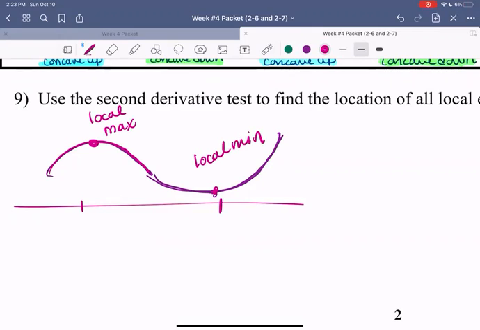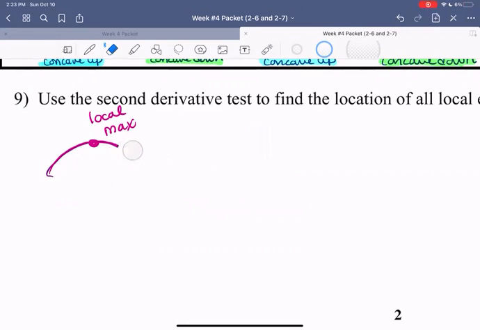So for this problem, we're first going to find those critical values using the first derivative. Then we're going to use the second derivative to tell us if those critical values are mins or maxes based on the concavity. All right, let's go ahead and get started. So the first step we need to do is find the first derivative.